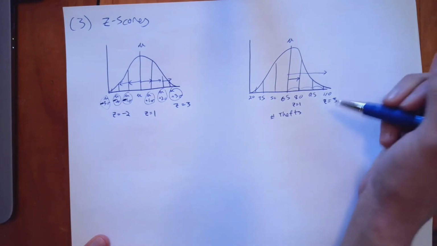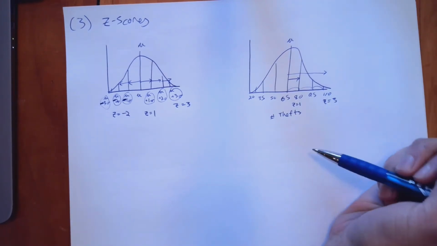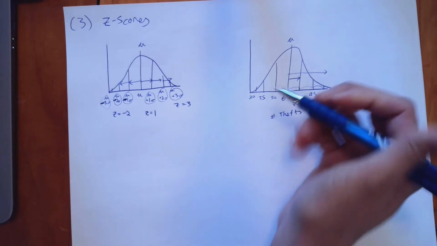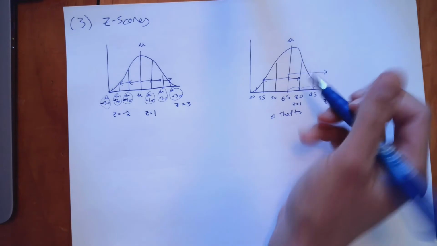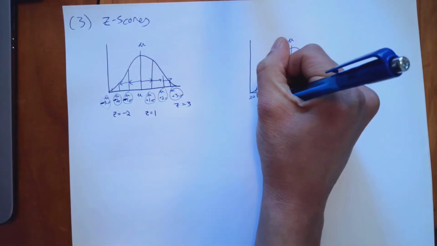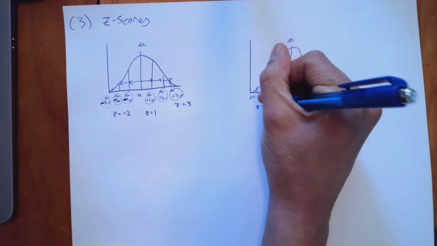Now we're just saying that the z-score for this particular number, so the z-score for 110 thefts is equal to 3. The z-score for 80 thefts is equal to 1. And then finally, let's say we're going to go 2 standard deviations in a negative direction. Well, we know we've made 2 hops of 15 in the negative direction, so our z-score for 35 thefts is going to be equal to -2.